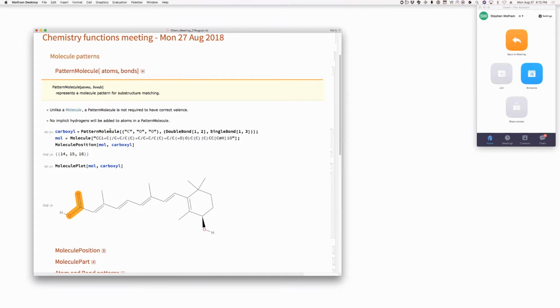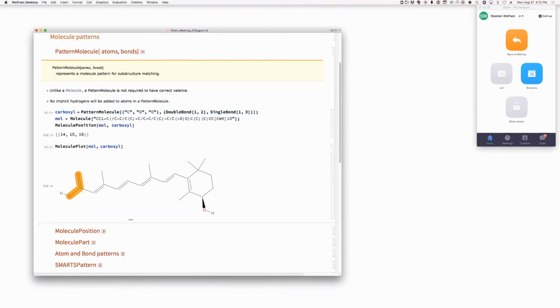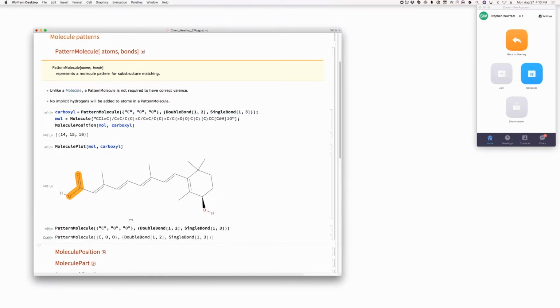In what sense is it a pattern? So essentially, it has the same structure as a molecule, but it doesn't do any of the checks necessary for chemical to make sure it's a valid chemical. So essentially, it wants to get used in functions like molecule position or molecule plot. It doesn't have any formatting values at the moment. That is something we should talk about.